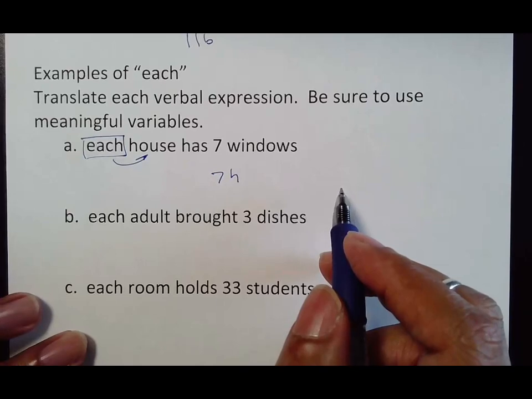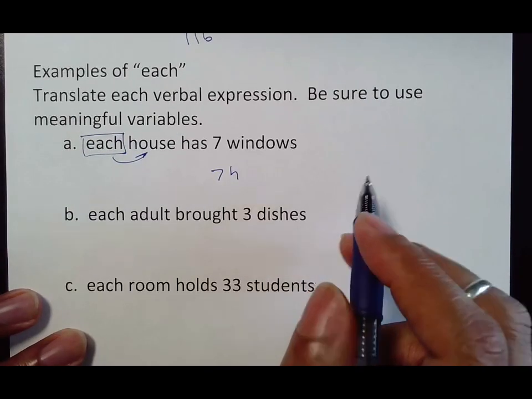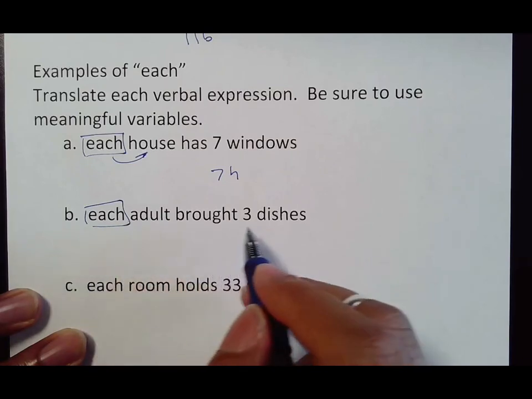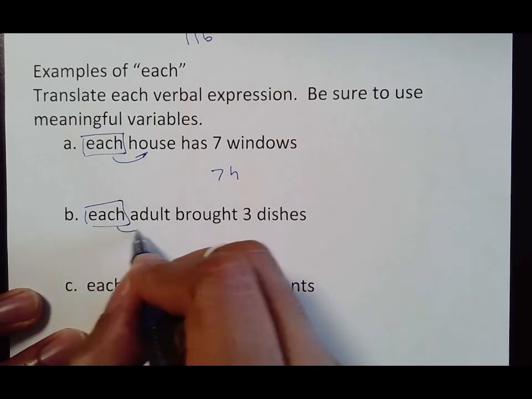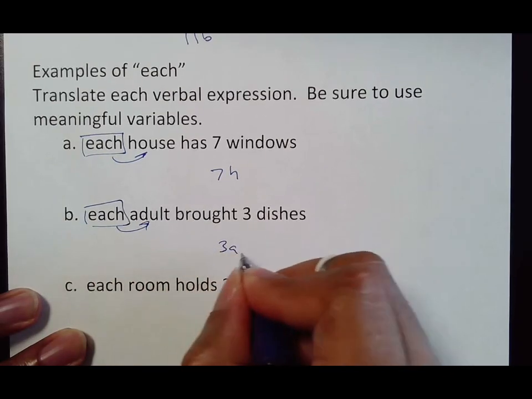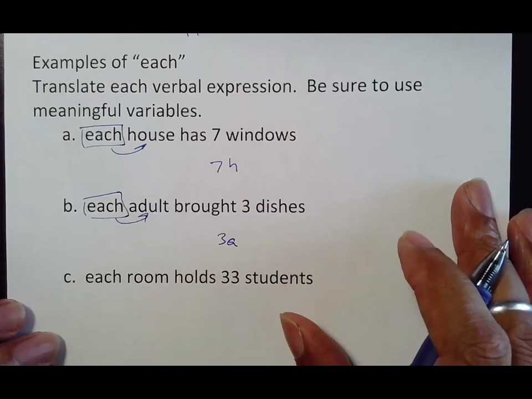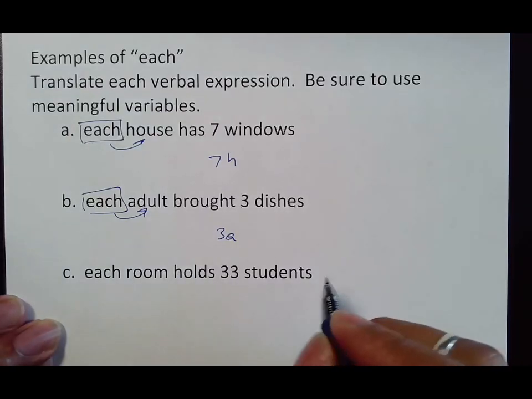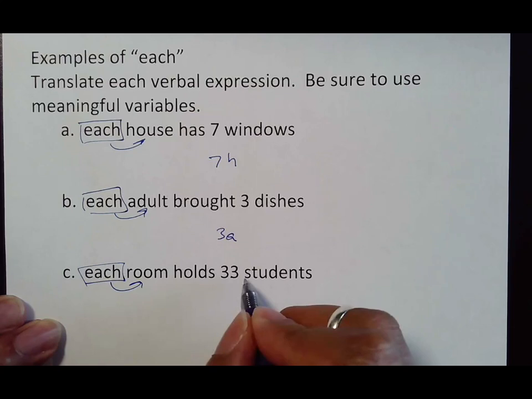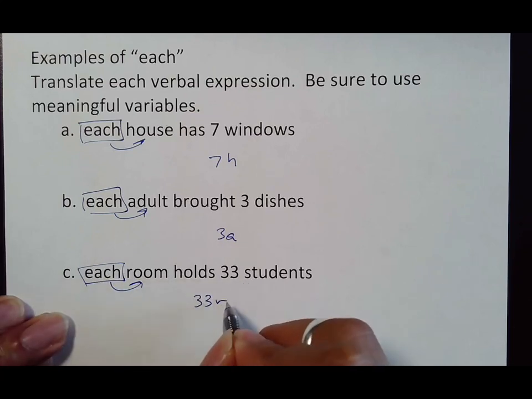You're going to get some practice on that on MathXL, but if you start missing it too much, just let me know. Each adult bought 3 dishes. Again, each adult. So that would be A times 3, so you write 3A. All right. Each room holds 33 students, so each meaning multiply. Each room would be 33R.